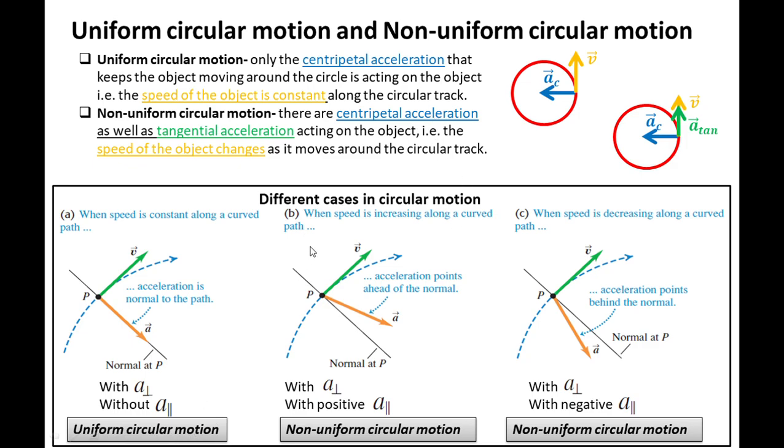However, in our case B, when the speed is increasing along the curved path, we have a non-uniform circular motion with positive tangential acceleration. This acceleration here must be positive because this object is speeding up. While in case C, when the speed is decreasing along a curved path, this is another non-uniform circular motion with negative tangential acceleration, because again, the object here is decelerating, or its speed is decreasing. So I hope that is now clear to you.